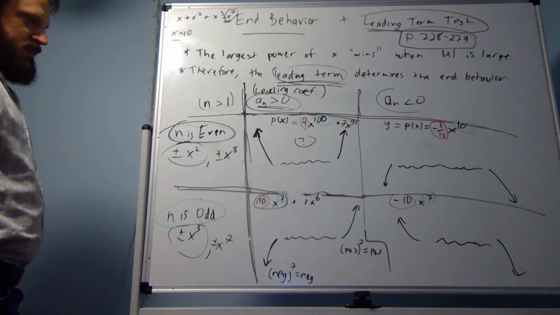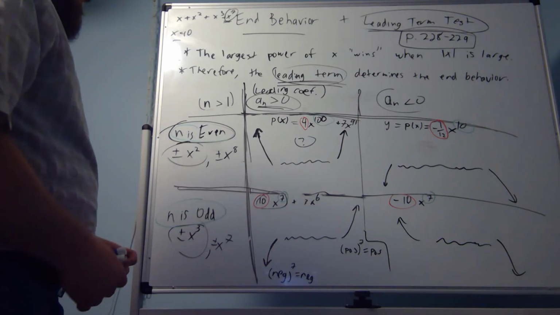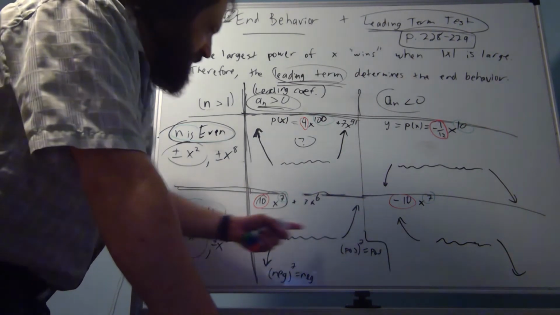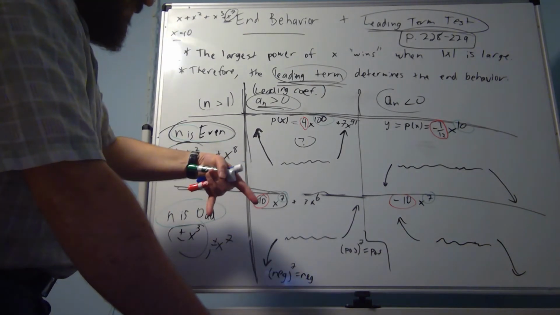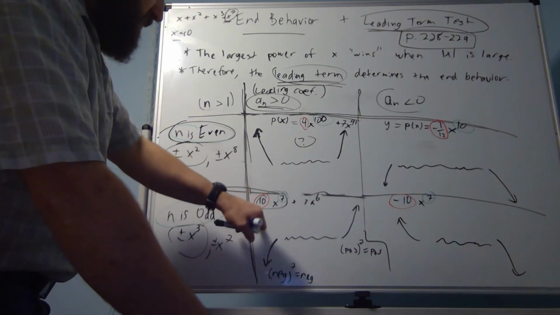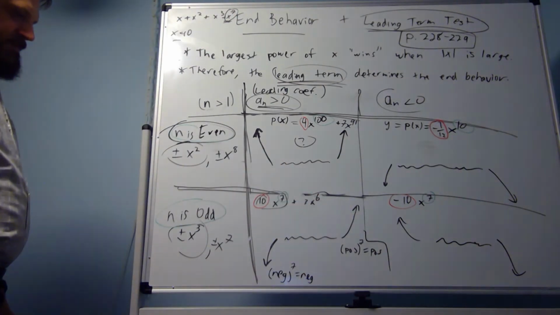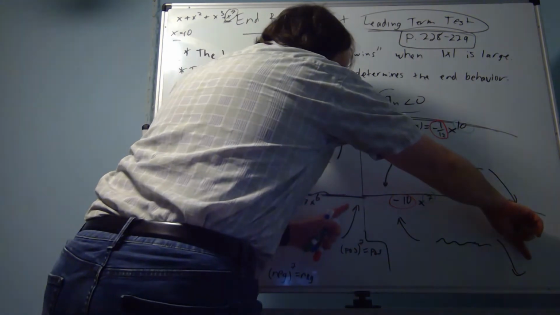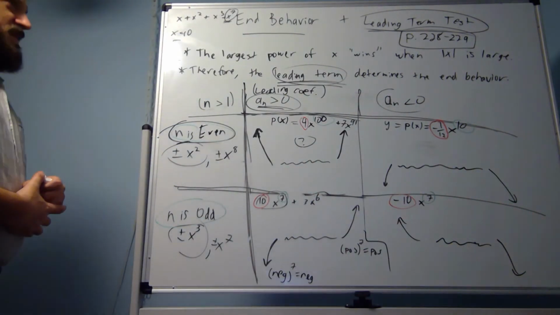Yeah, there's a lot of connections here. It's kind of like transformations. Multiplying the leading coefficient by a negative number vertically reflects the entire function, which in particular vertically reflects the end behavior. This up becomes a down, this down becomes up. It all kind of holds together like that.